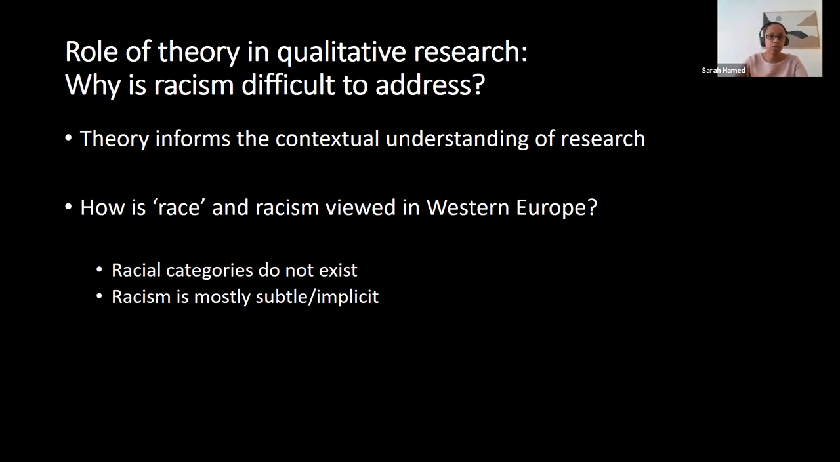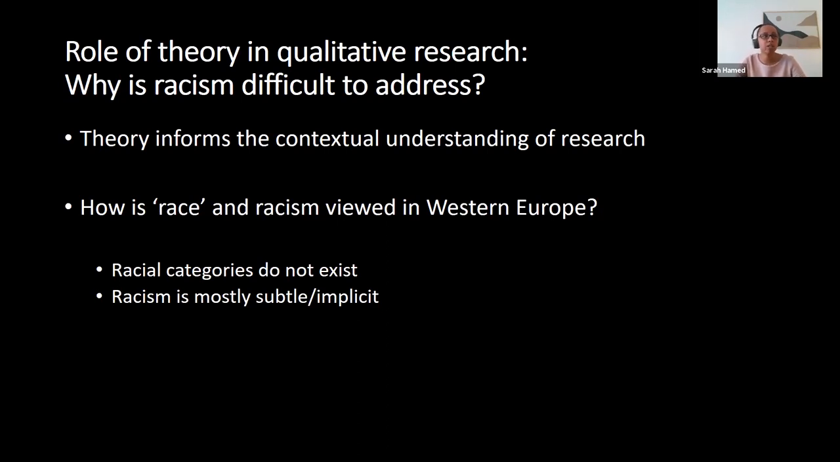Your research would be situated in different African contexts. But the context is also important, the historical context, in understanding the sociological phenomena that you are studying. So in Western Europe, for instance, we do not have racial categories. They're illegal except for the United Kingdom. So it's illegal to have racial categories. So that is something that informs the research. And therefore racism is mostly subtle or implicit.